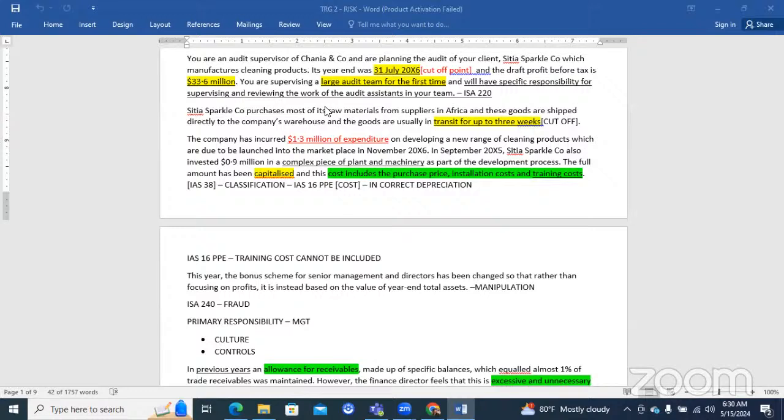Is it clear, students? Is this example, this case study line understood? Is it clear? Students understood? Right.